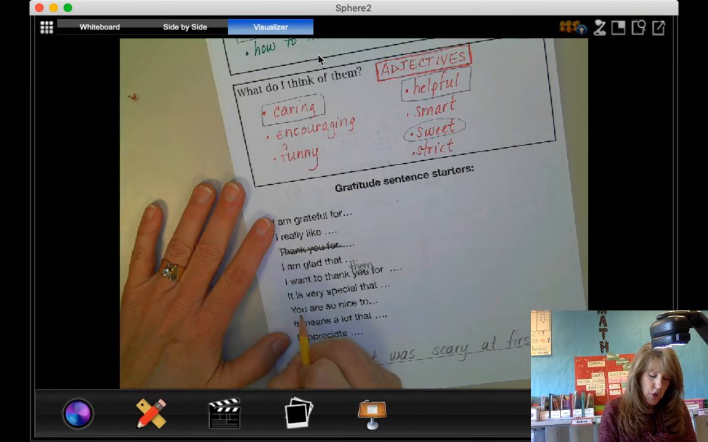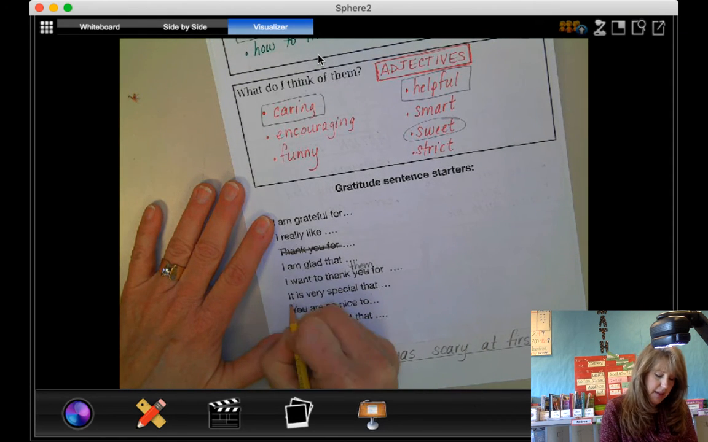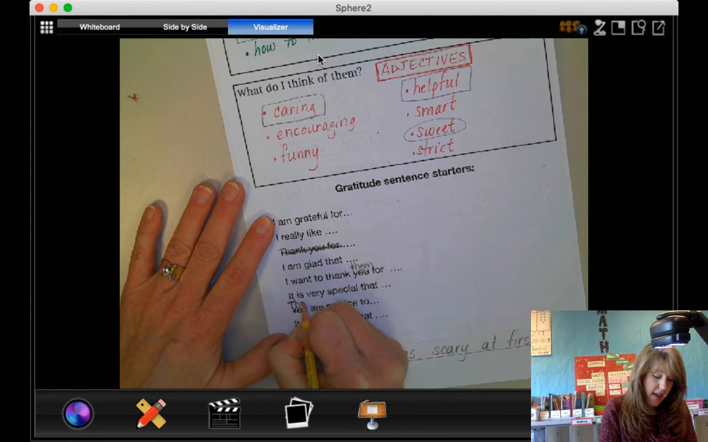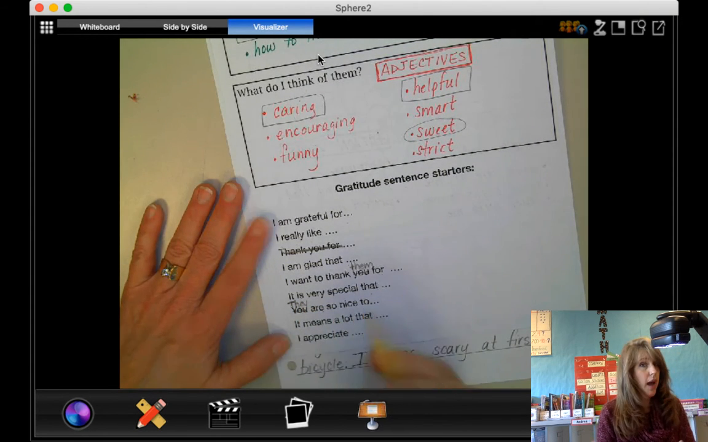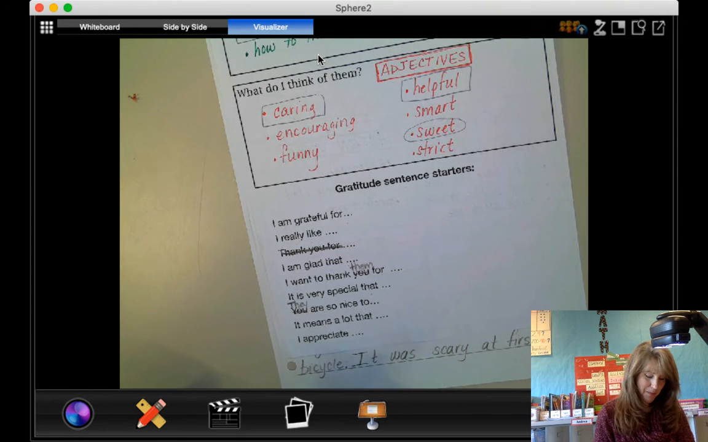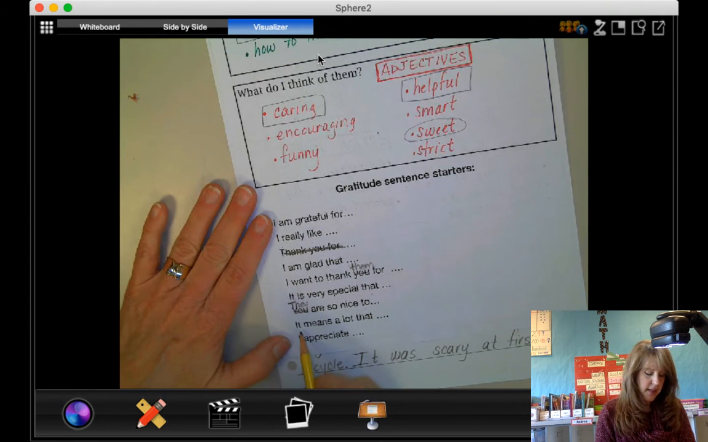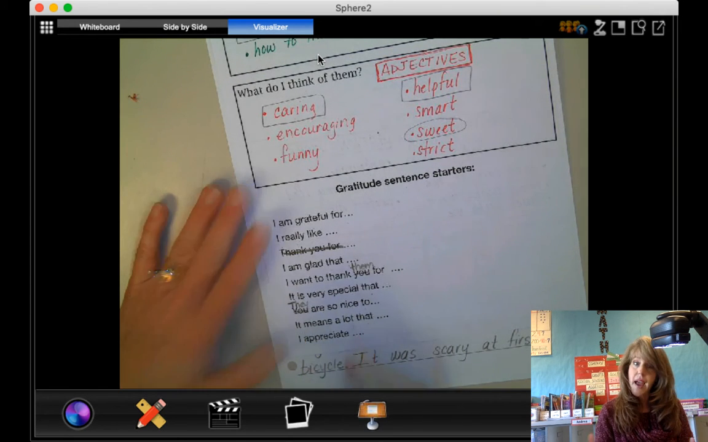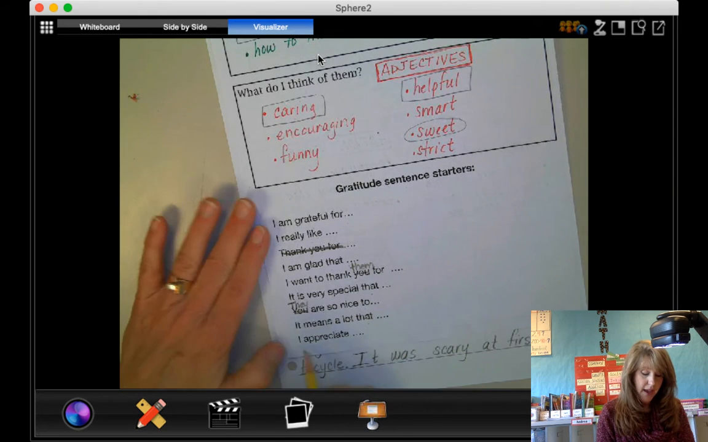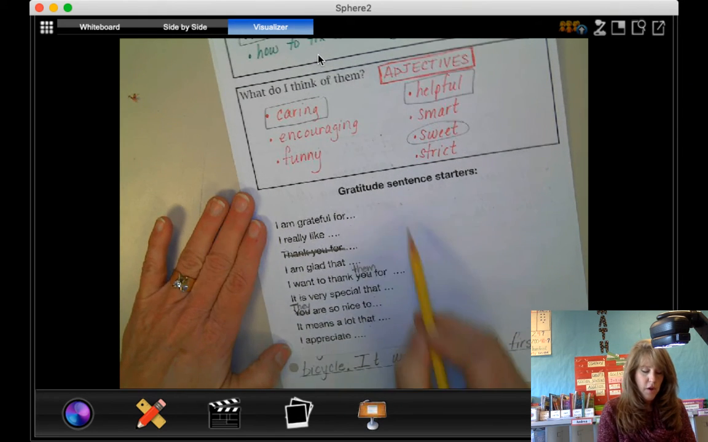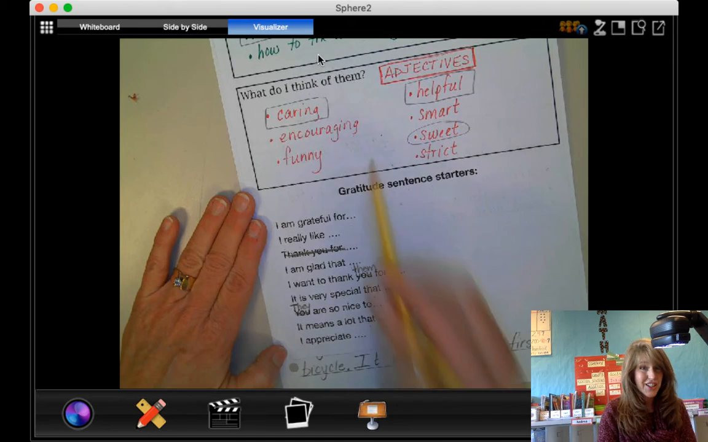And instead of saying you are so nice, I could say, because I'm talking about my parents, they are so nice to, and say what they are so nice to do. And I could start a sentence that says it means a lot that, and explain what means a lot. Or I could say I appreciate. So for some of you, it's a good idea to use these.